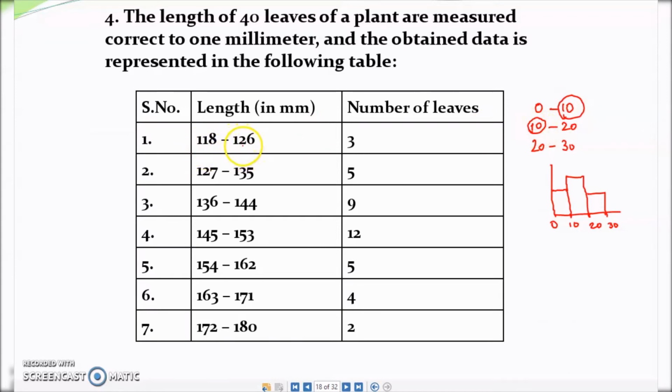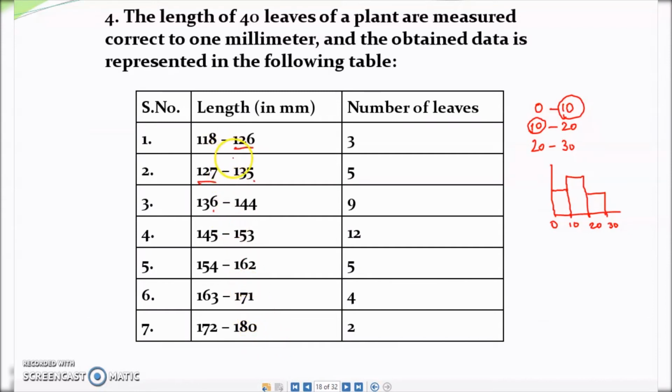Here it is till 126, and over here it is beginning from 127. Here it is ending at 135 and here it is starting at 136. So these are discontinuous intervals, and you cannot plot a histogram directly for this. You have to do some modifications in the class intervals and you have to make them continuous. That is the first step.